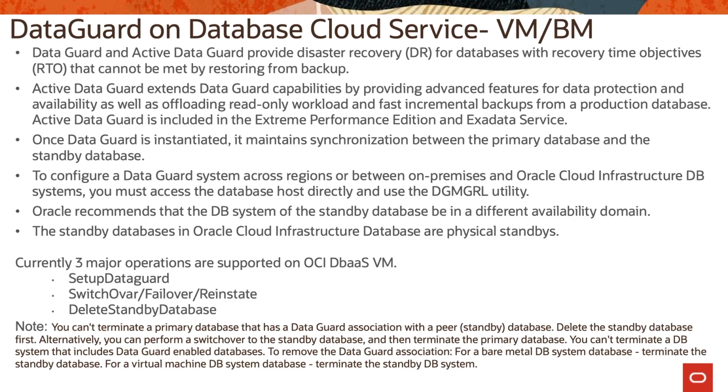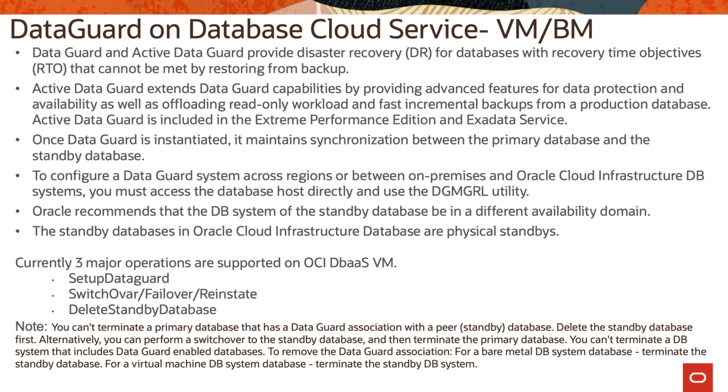To configure a Data Guard system across regions, or between on-prem and an Oracle Cloud Infrastructure database system, you must access the database host directly and depend on a manual setup, or you can do it through Enterprise Manager, but it's not something which can be done from the OCI console at the moment. Oracle recommends that the DB system of the standby database be placed in a different availability domain, so that way you are able to maintain the high availability aspect also.